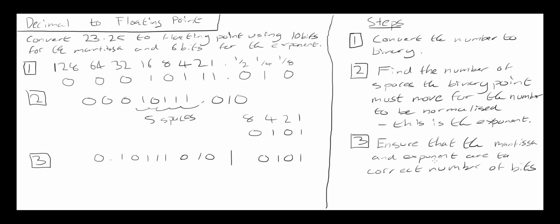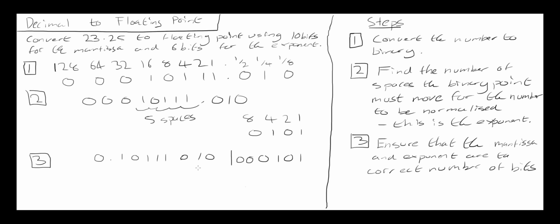I've got to ensure that the Mantissa and the exponent are the correct number of bits. And in the start of my question, I've got to use 10 bits for the Mantissa and 6 bits for the exponent. And I can see here I've only used 4 bits for the exponent, so I'm going to add some bits to the end here. I've got to pad with bits here to make it the right number of bits. And this won't change the number, it will just make the bit pattern the correct number of bits.